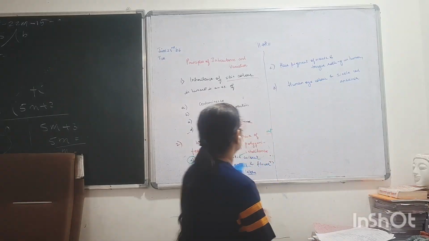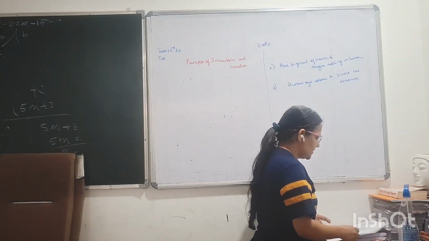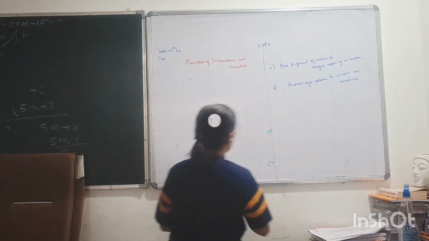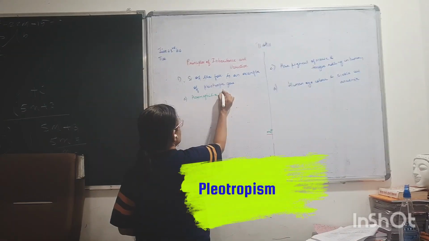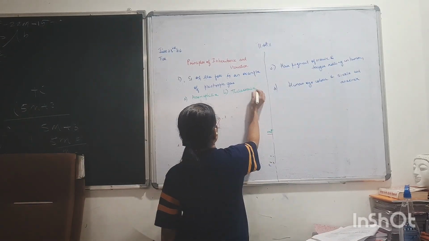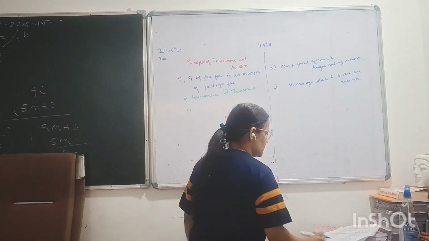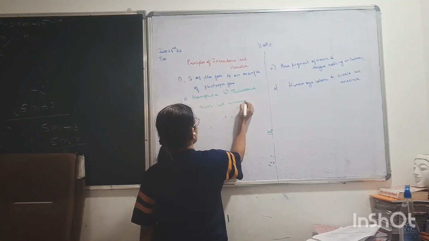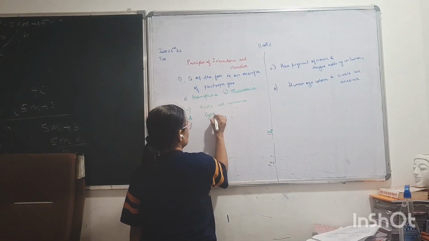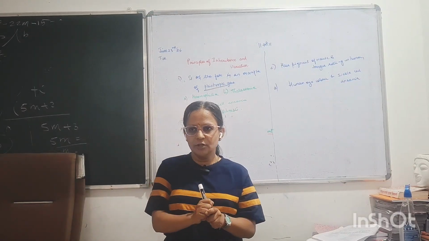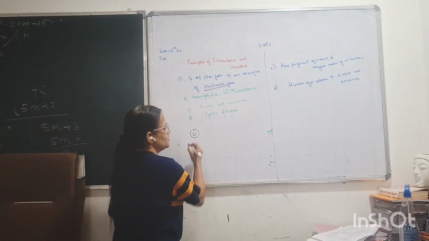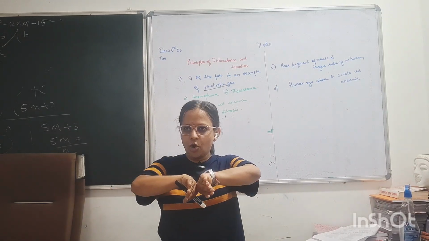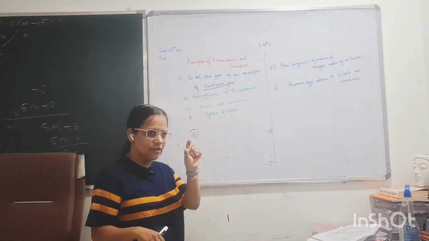Now let us move on to next MCQ. Which of the following is an example of pleiotropic gene? Options are hemophilia, second thalassemia, third sickle cell anemia, and last option is cystic fibrosis. What do we mean by pleiotropic? Pleiotropic meaning the shape of the cell is changing. You know that RBCs are biconcave.